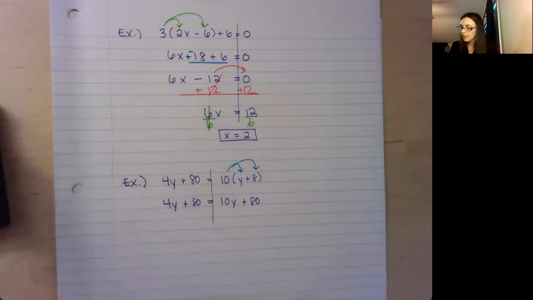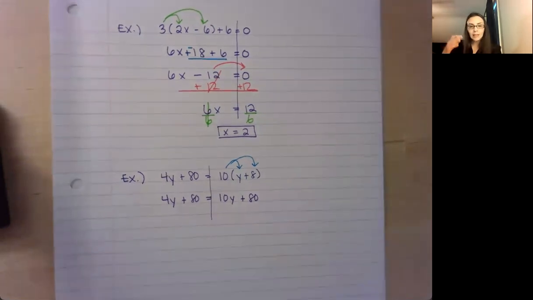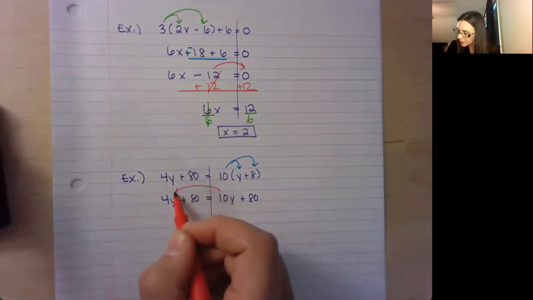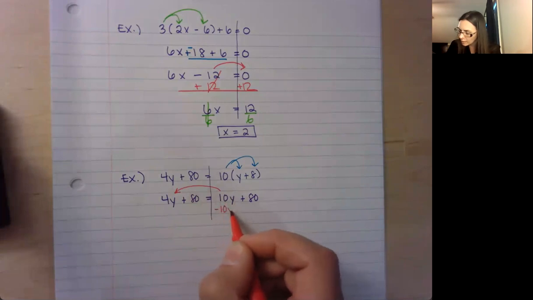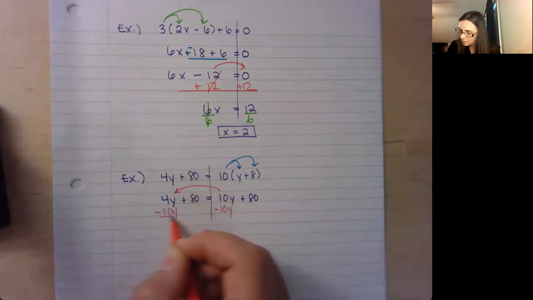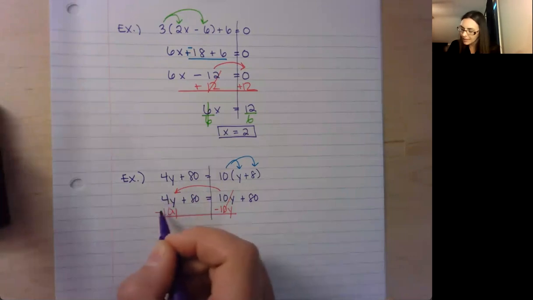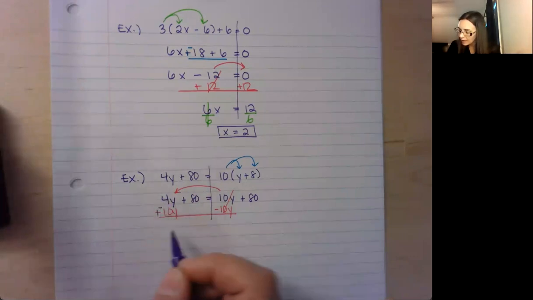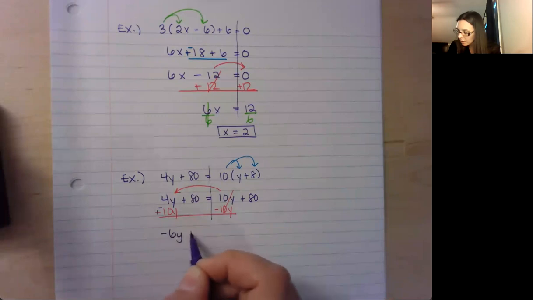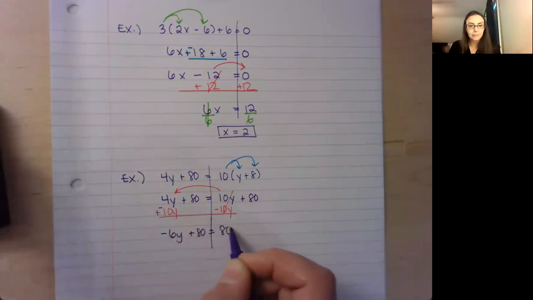Now, let's start working. So I have my y's and I have my numbers. Both of them are on both sides. So I can choose in this case where I want to bring everything. So I'm going to bring my y's to the left, which tends to be pretty traditional for most students. So I'm going to take that and minus 10y to both sides. So this is 4 minus 10, which is the same thing as 4 plus negative 10. That's going to be negative 6y plus 80. And then on the right here, I also have a positive 80.